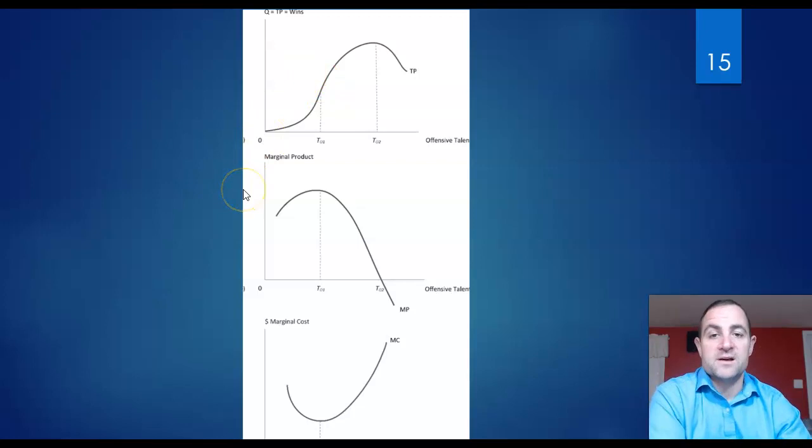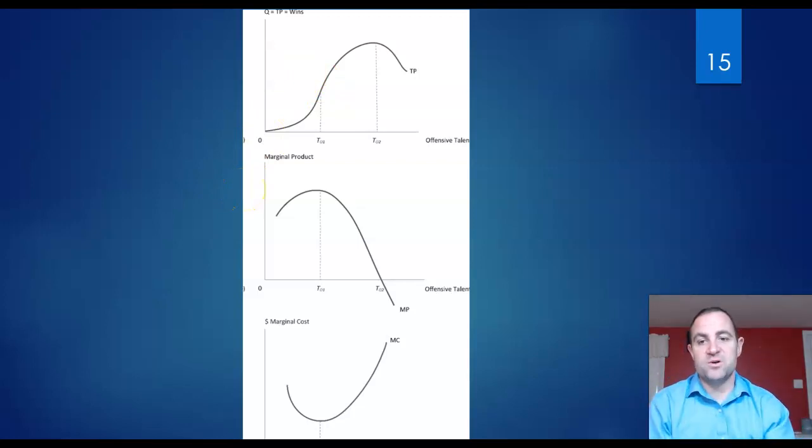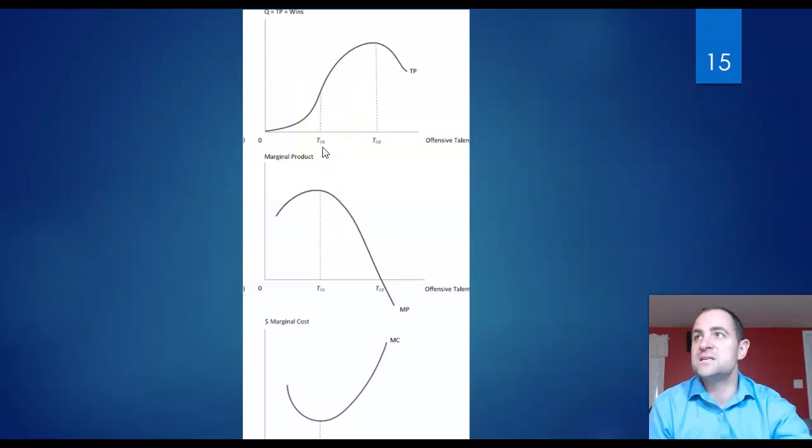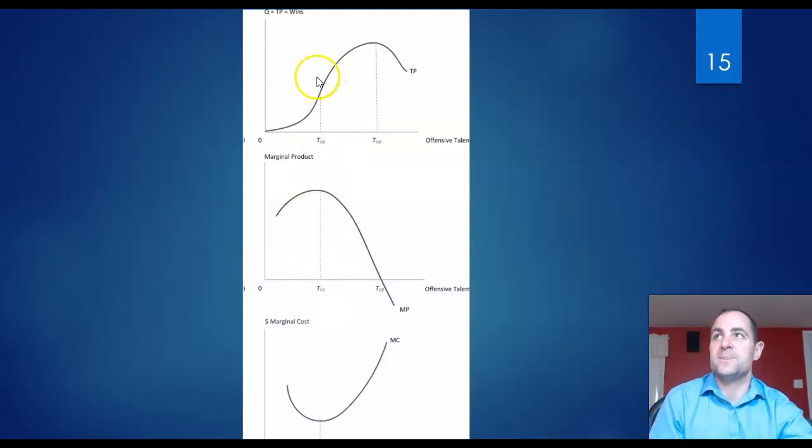So the marginal product, which again is the additional output from an additional unit, in this case is showing the additional wins from an additional unit of offensive talent. And so you can see that the number of wins is going up for each additional unit of offensive talent, but it's going down. And so that's, I guess, O1 here.